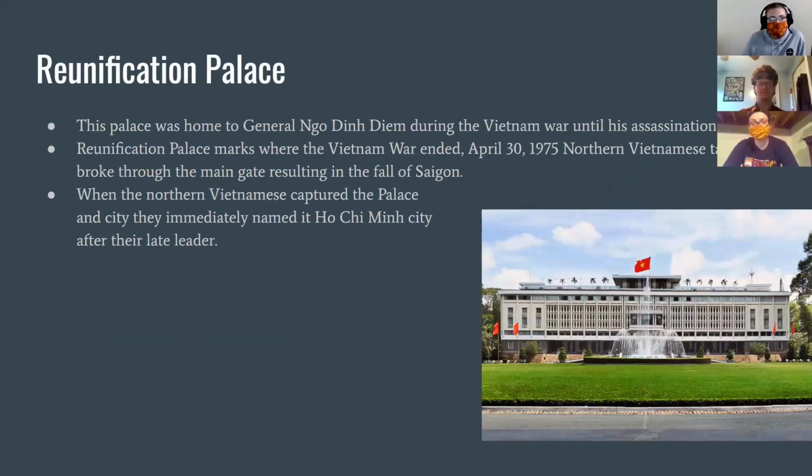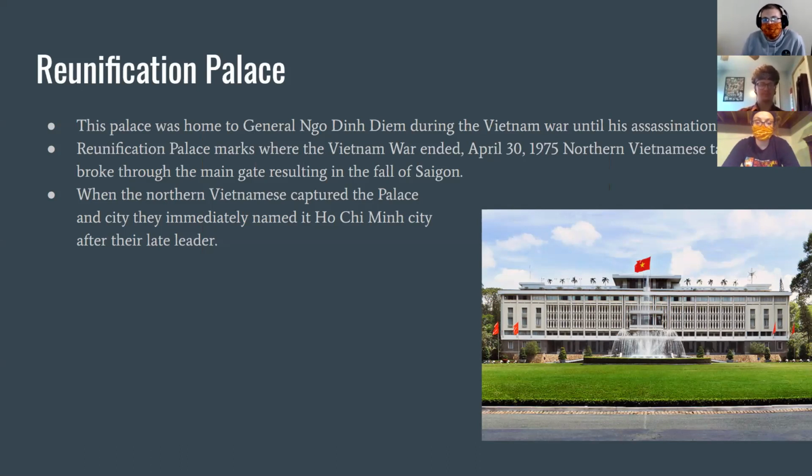The Reunification Palace was the home to General Ngo Dinh Diem during the war until his assassination in 1963. This was kind of the last stronghold of Saigon toward the end of the war. On April 30th, 1975, Northern Vietnamese tanks broke through the front gates of this building, which is really what marked the end of the war.